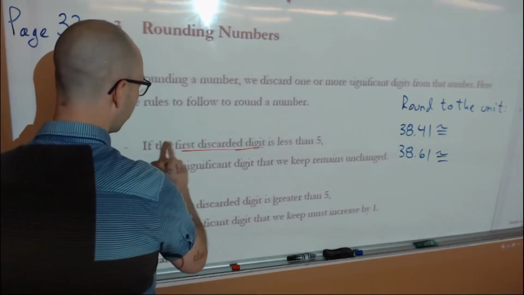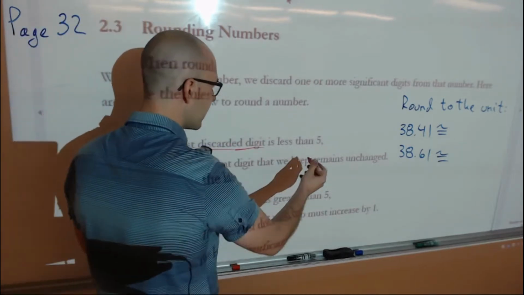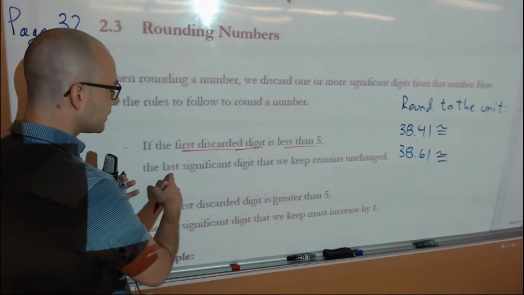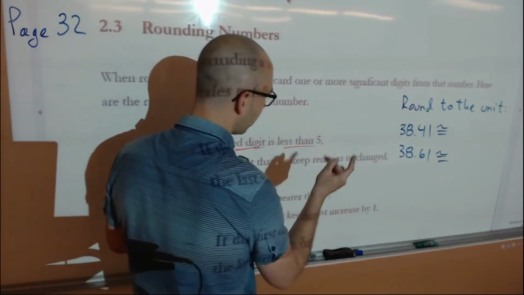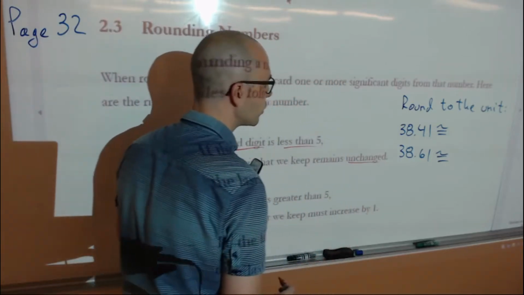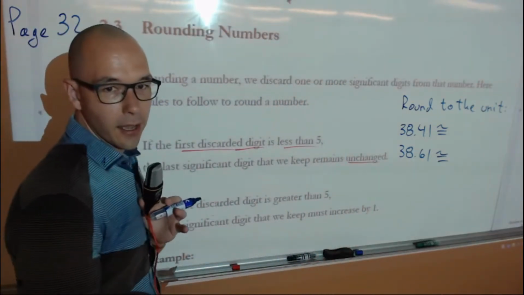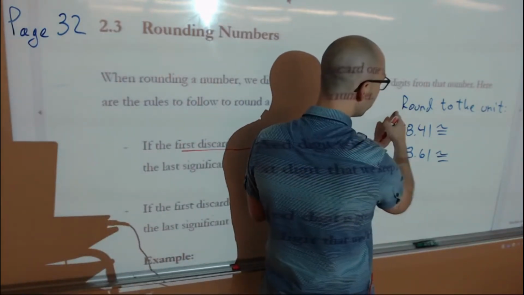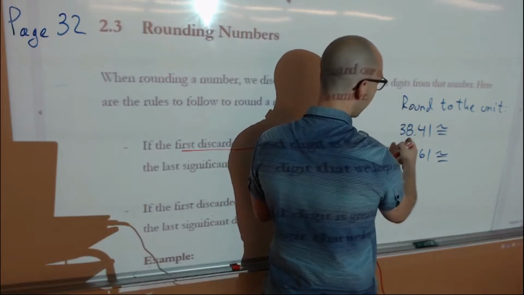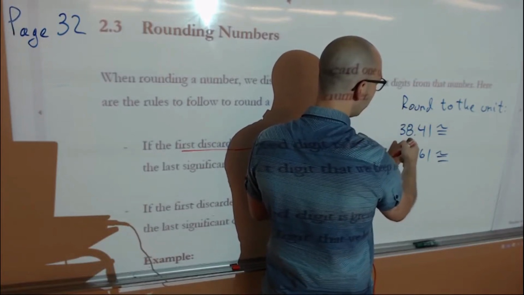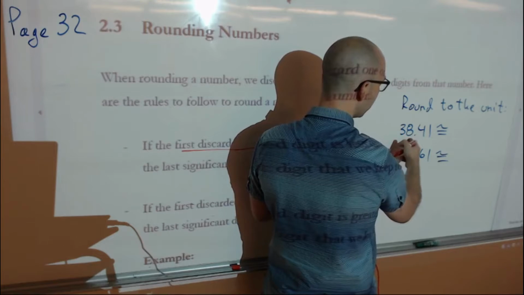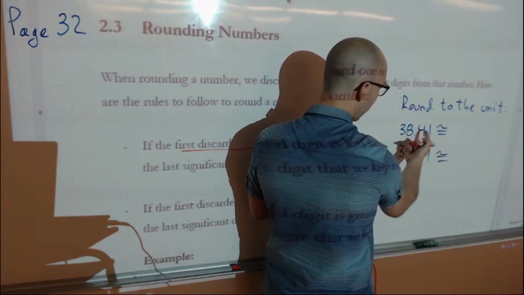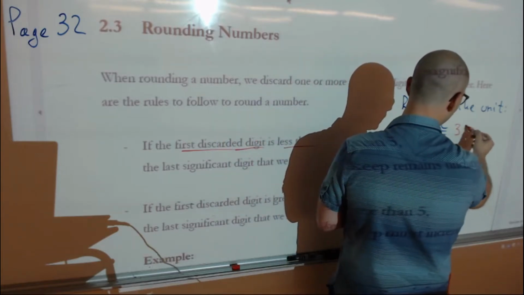If the first discarded digit is less than 5, you keep the last significant digit unchanged. You do not change the last digit that you keep. In this example, we have to round to the unit. The unit is 8, so I'm going to keep those two significant digits. I look at the first discarded digit, which is 4, so I round this to 38.